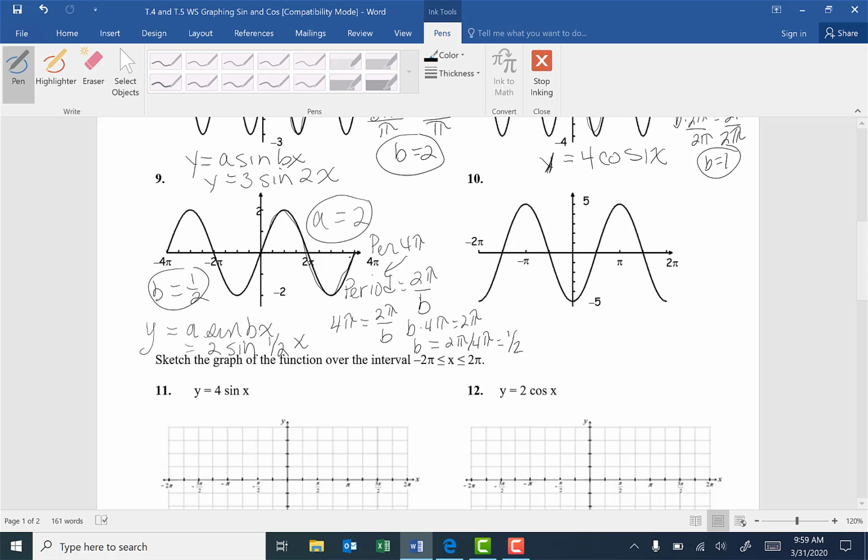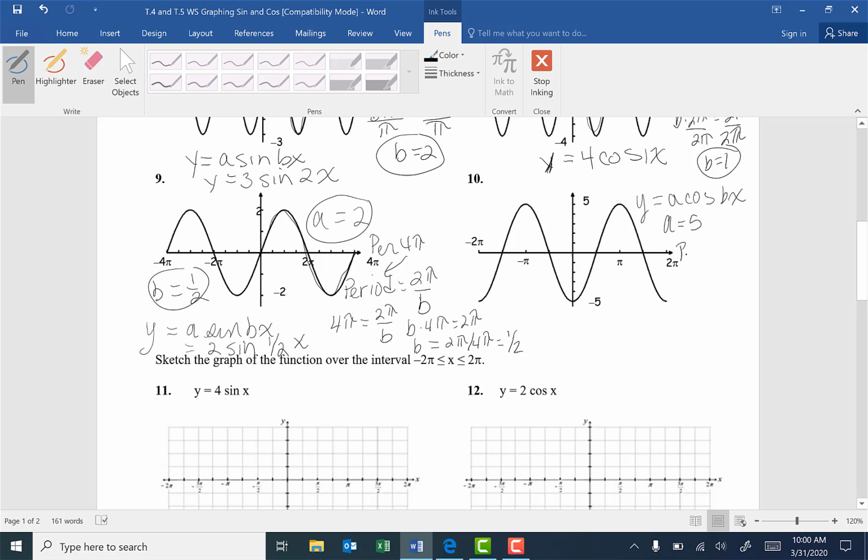Okay, let's look at 10, because 10 gives us a good illustration of the cosine curve. How do you know? Again, look at 0, and you see that it does not cross at 0. It crosses down here at -5. Therefore, we know that this is a cosine graph, because if it was a sine, it would be at 0. So let's find a and b. So a is the high point, or the distance, which is 5. And the low point is also a distance of 5.